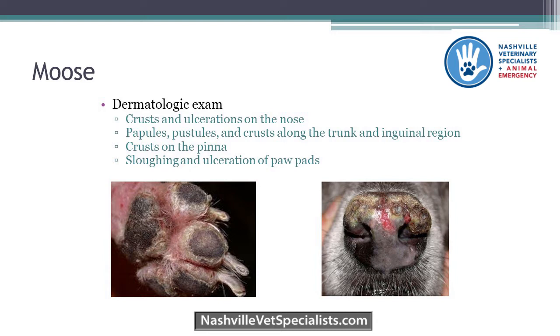Also, he had papules, pustules, crusts along the trunk and in the inguinal region. He had crusts on both the concave and convex aspects of his pinna. And then there was hyperkeratosis with fissuring and ulceration of the paw pads, explaining his lameness.